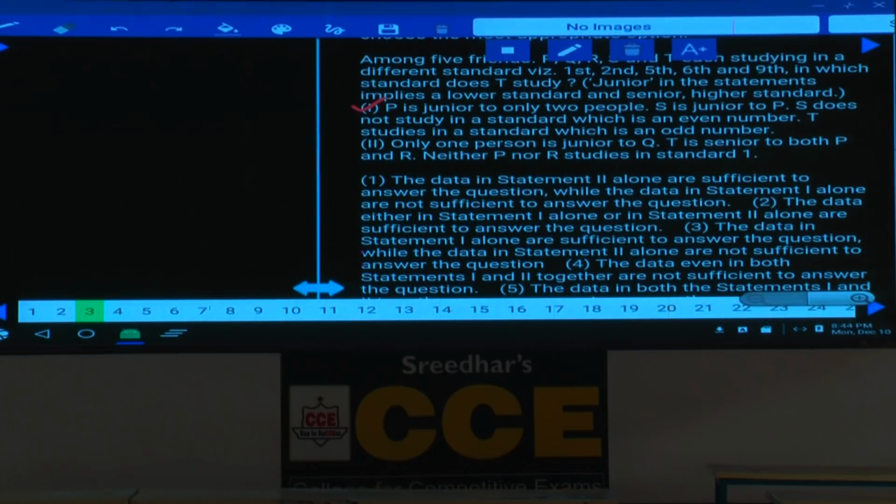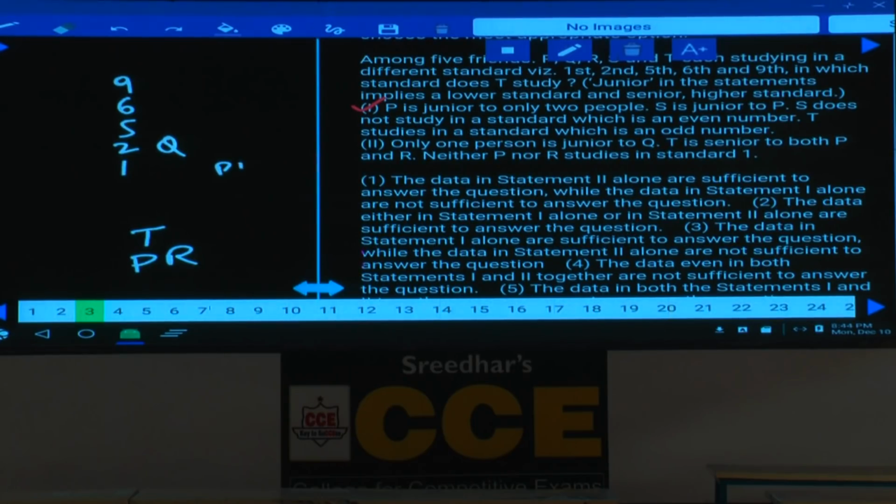Then coming to the second one, 9, 6, 5, 2 and 1. Now in this one, only one person is junior to Q. As only one person is junior to Q, Q must study in the 2nd standard. T is senior to both P and R. Neither P nor R studies in 1st standard.